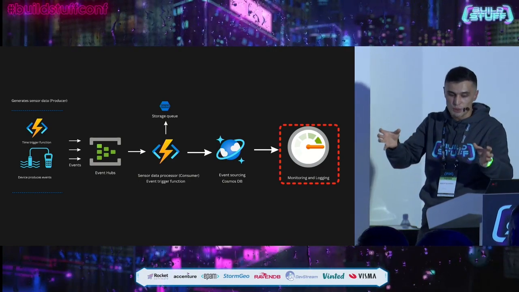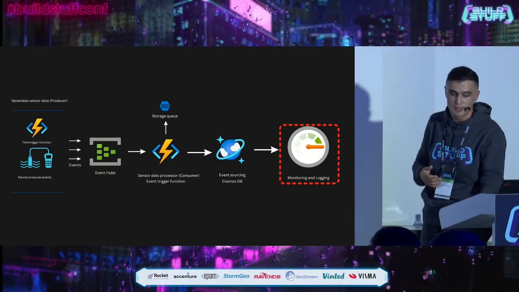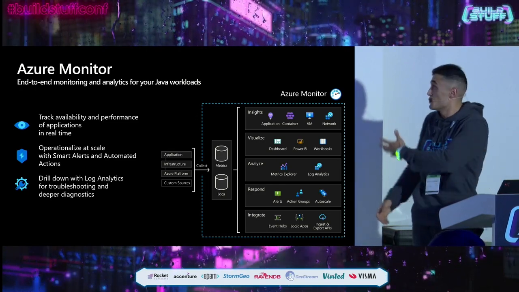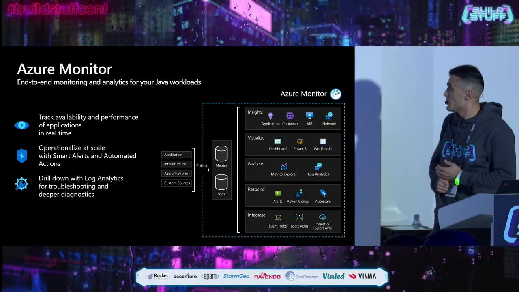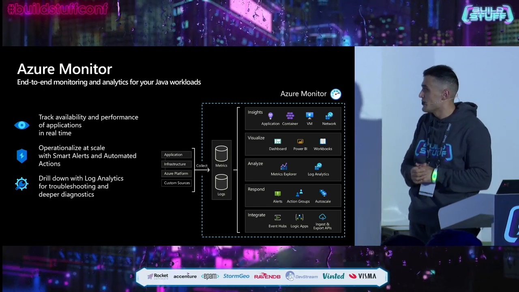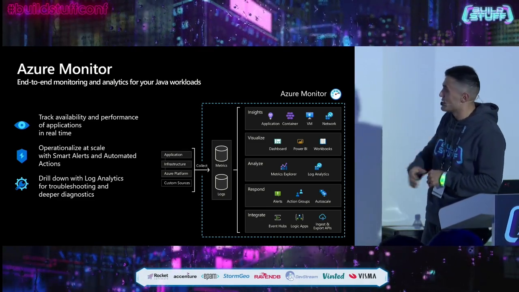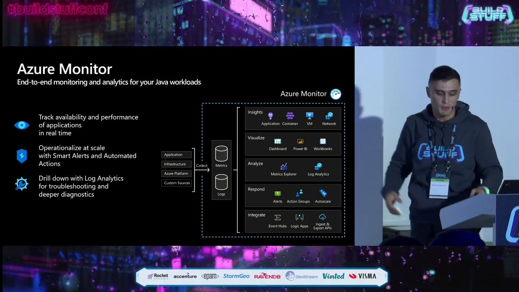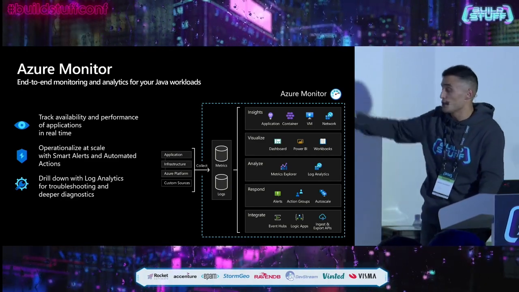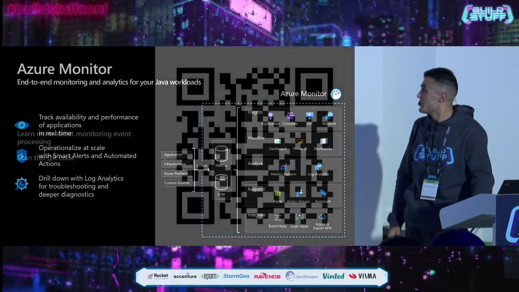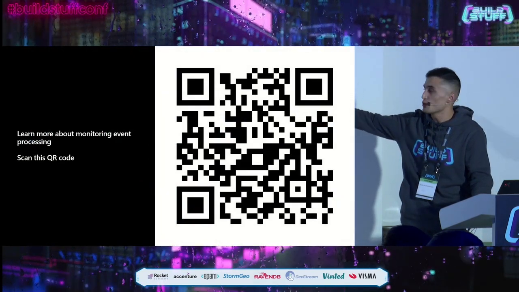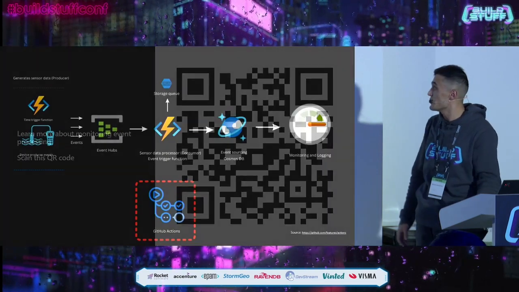What is the solution for that? You can use some kind of monitoring service, whether it can be Azure Monitor. Azure also provides some capabilities to monitor your event-driven system. You can see some metrics, measure performance, or analyze some code. It has lots of features, or you can collect metrics and logs and maybe send them somewhere else. It's just one solution. You can use other monitoring tools, of course, not only Azure. Here I'm leaving the QR code where you can learn more about how to monitor event processing in the Microsoft documentation. There are very interesting facts there.